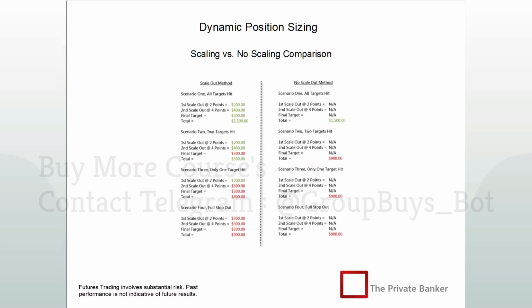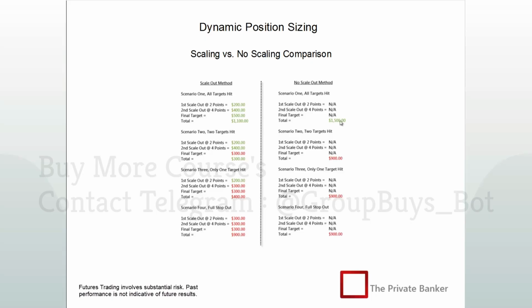So let's look at a diagram. This might be a little blurry as far as the text goes, and I apologize for that. But this is the same diagram I have on the Private Banker Forum. It's a diagram of scaling versus no scaling, walking you through the difference between what one may have made by scaling out, and what they would receive if the final target is hit and not hit. So the top one, scenario one, all targets are hit. Of course, the one that you held the full position on is going to make more money.